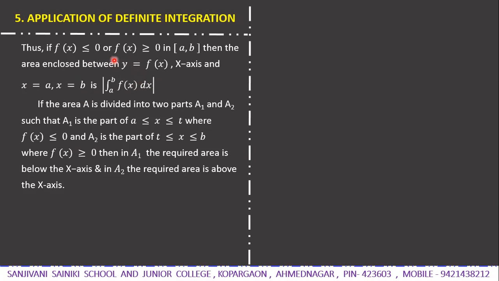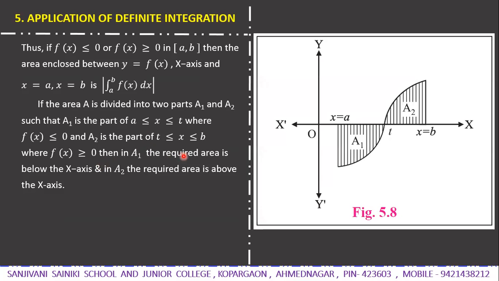Now, if the value of the function is negative in the given interval, you will get the area negative. But area is never negative, so we will always take the area to be positive. Again, we may face cases like this: to find the area bounded by the x-axis between the two lines x is equal to a, x is equal to b, where some part of the area lies below the x-axis and some part lies above the x-axis.